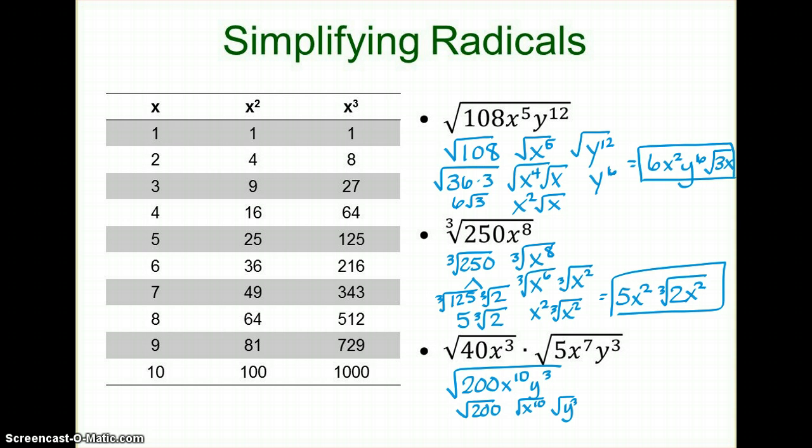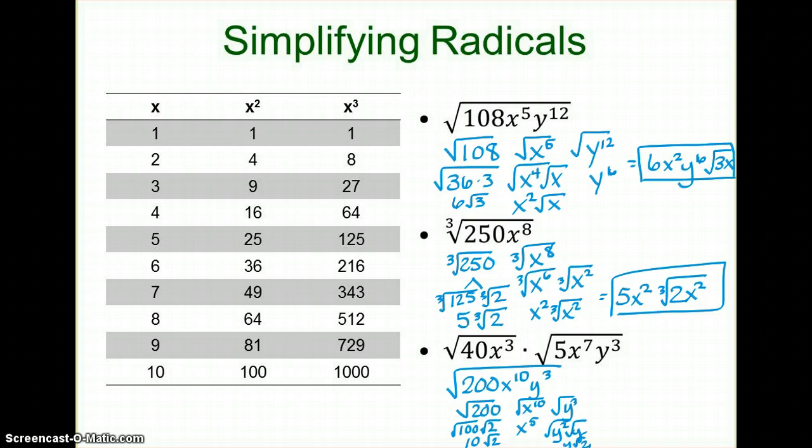All right, let's do the square root of 200. Biggest perfect square that goes into 200 is 100, so that becomes 10 square root 2. Square root of x to the 10th, again, remember perfect squares would be pairs of numbers. I can actually get 5 whole pairs out of that, so that's a perfect square. And then for y to the third, I can actually get one pair, right?